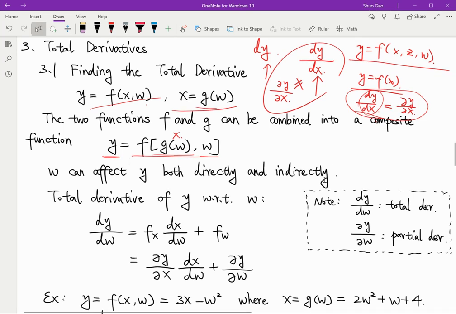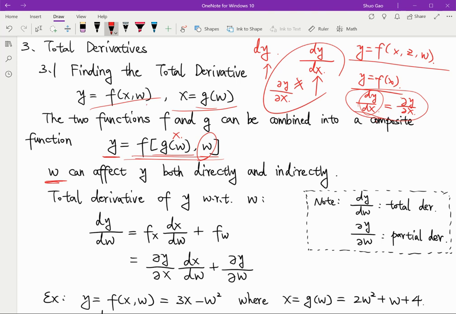So the reason we can get rid of the x is that we are interested in the relationship between y and w, right? So that's why we write this in this way. For the variable w, it can affect y both directly and indirectly, right? The direct way to affect y is through this, because y is directly related to w in this function.